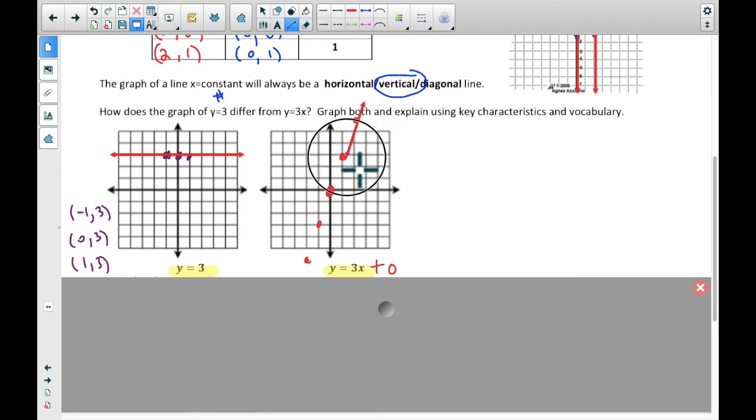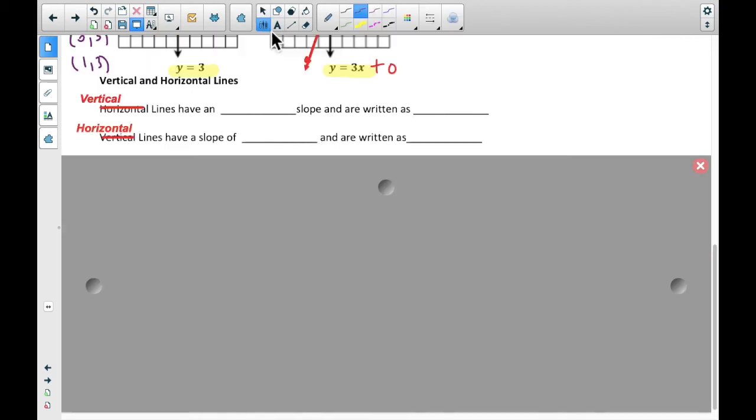And again, we take our straight edge. Okay, so in this case, it's a horizontal line. If there's an x, it's always diagonal. Anytime you have an x, it's always diagonal. All right, we are almost done with these notes, which is great news.